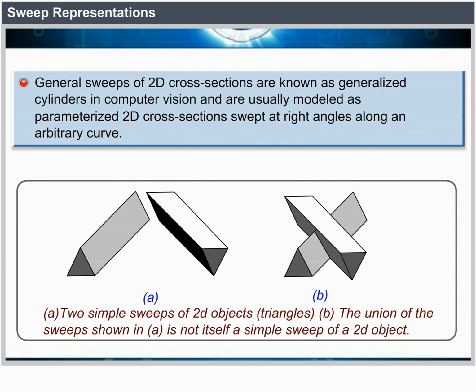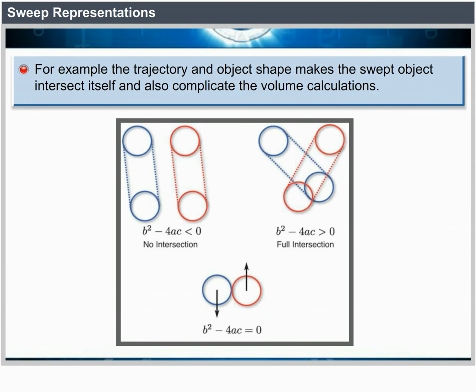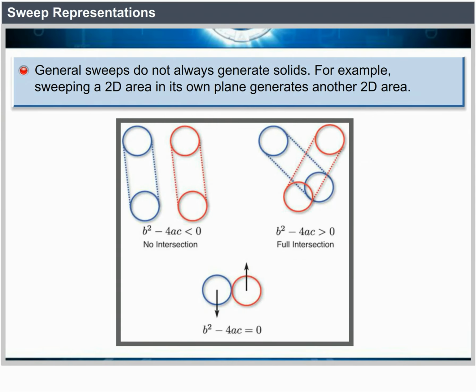General sweeps of 2D cross-sections are known as generalized cylinders in computer vision and are usually modeled as parameterized 2D cross-sections swept at right angles along an arbitrary curve. General sweeps are particularly difficult to model efficiently. For example, the trajectory and object shape may make the swept object intersect itself, making the volume calculations complicated. As well, general sweeps do not always generate solids. For example, sweeping a 2D area in its plane generates another 2D area.